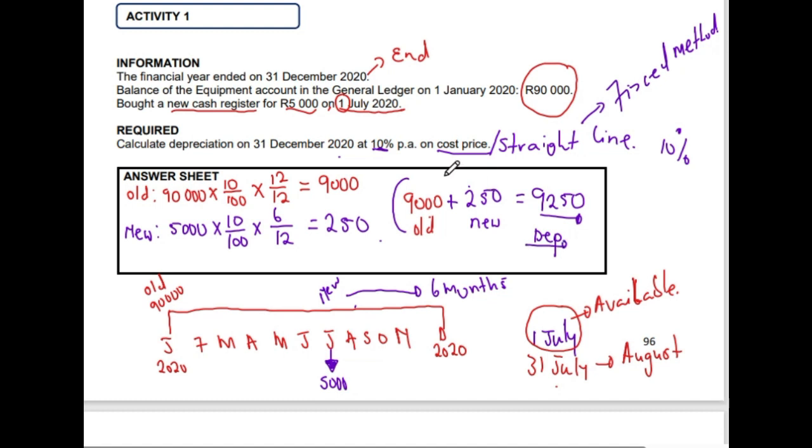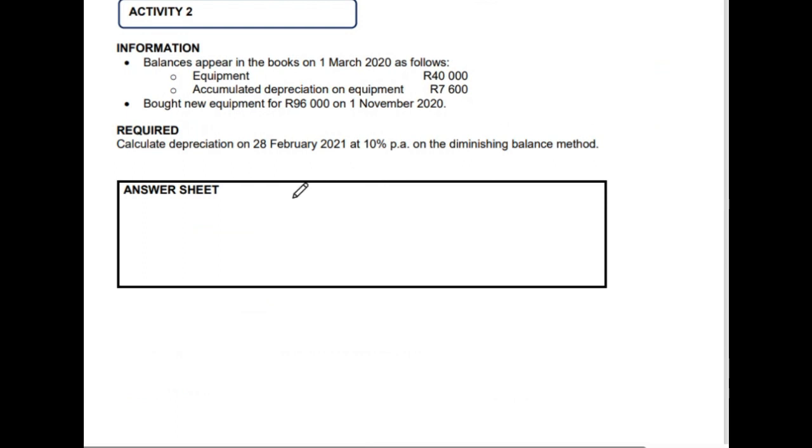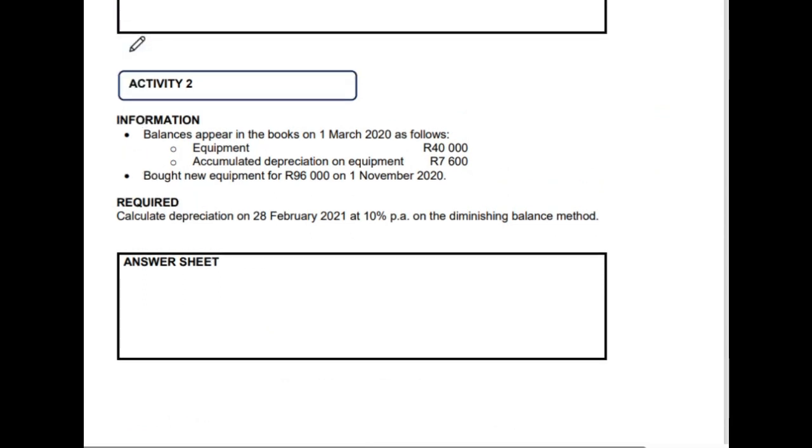And then guys, in this one, as we spoke, it's a cost price method. So guys, let's take a look at what we call the diminishing balance method. In Activity 2, let's continue. It says information balances appear in the books of March 2020 as follows. Right now we are not sure what the end of our financial year is.